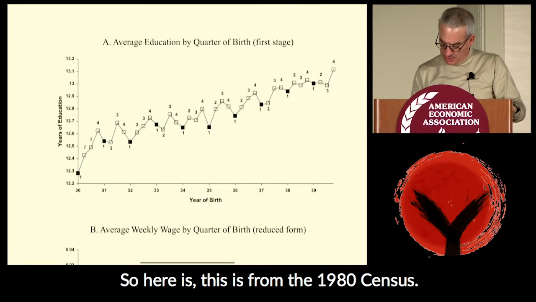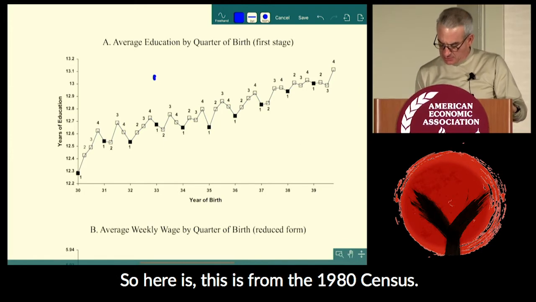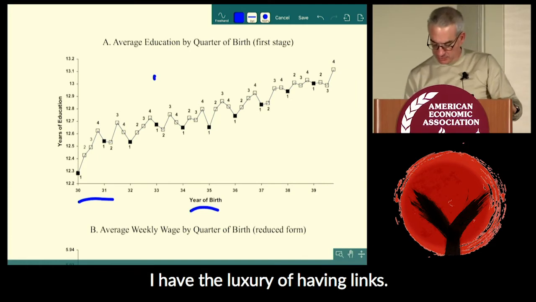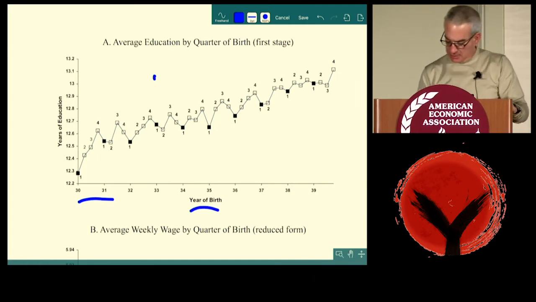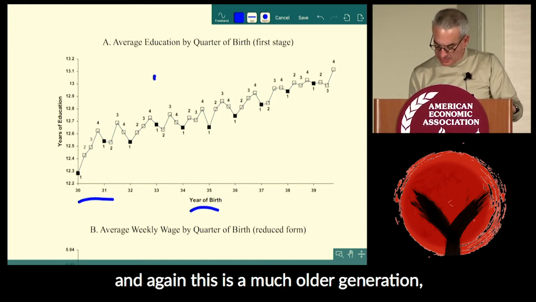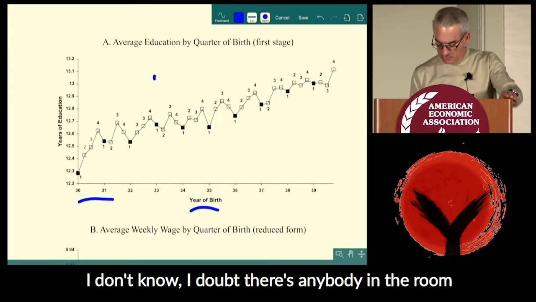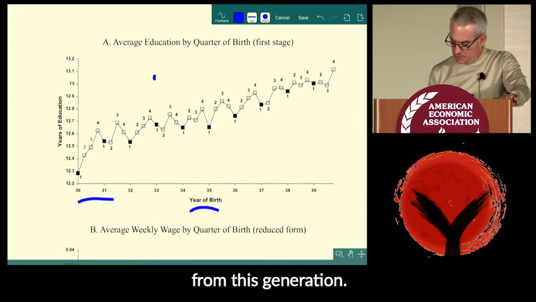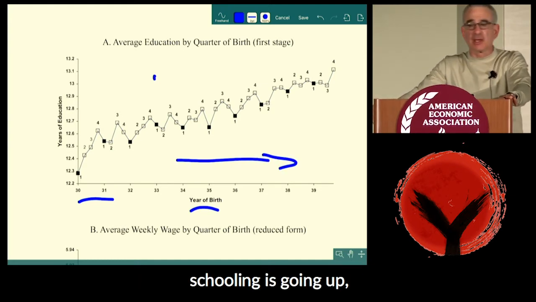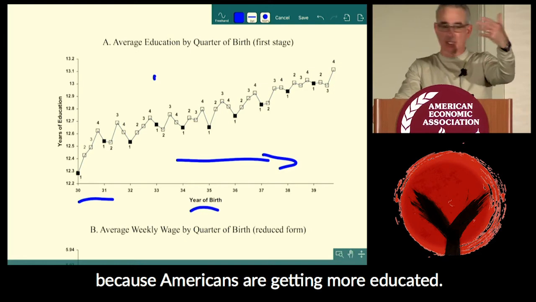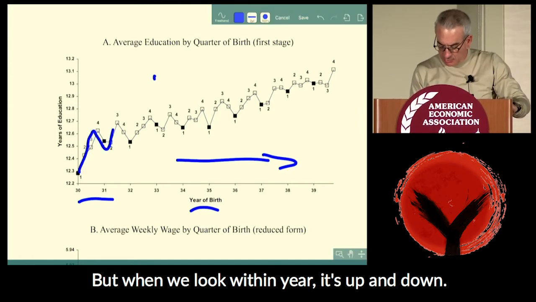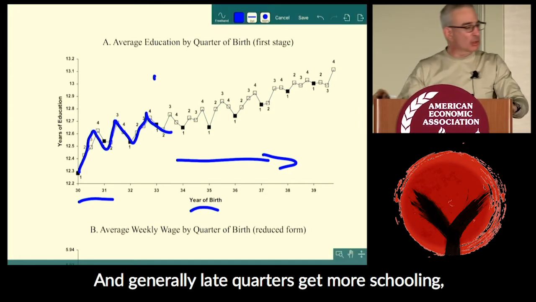So here, this is from the 1980 census. This is year and quarter of birth. This is at the back of your handout. I have the luxury of having links. So what you see is, and again, this is a much older generation. I doubt there's anybody in the room from this generation. As we get to more recent birth cohorts, schooling is going up because Americans are getting more educated. But when we look within year, it's up and down. And generally, late quarters get more schooling.